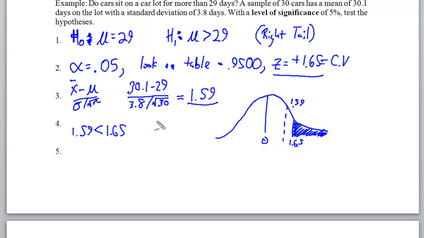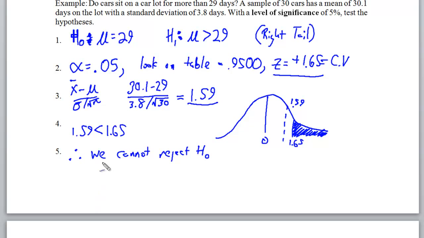So therefore, since our 1.59 was not in our shaded region, we can conclude, using 3 dots, which in mathematics means therefore, we cannot reject the null hypothesis. So the null hypothesis cannot be rejected.